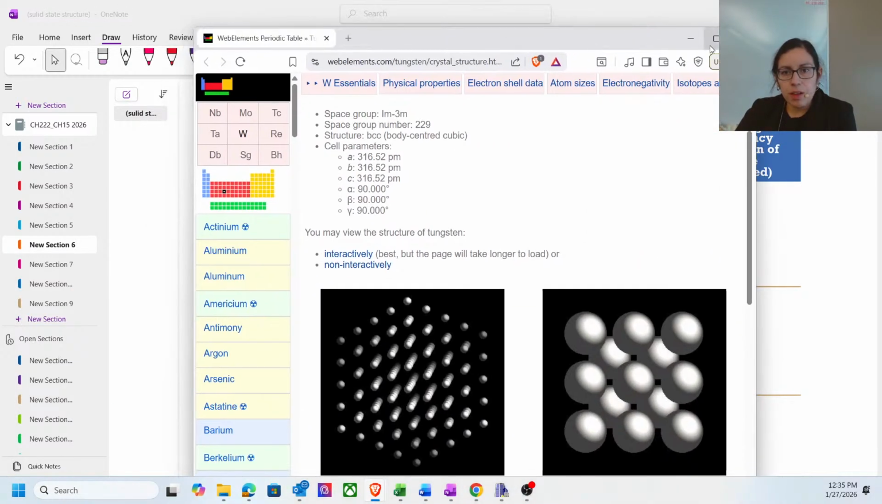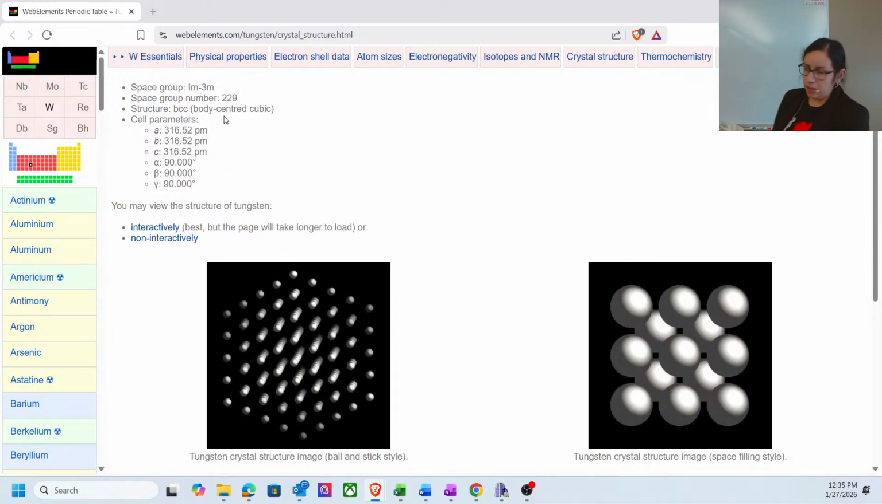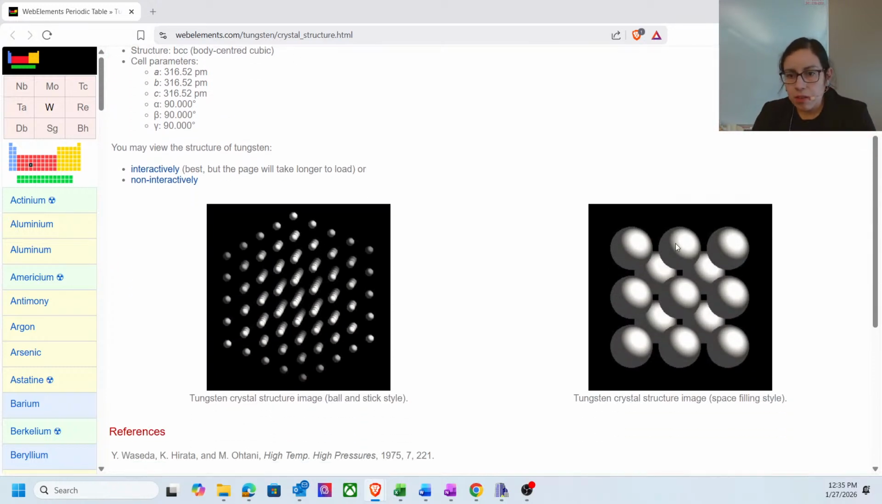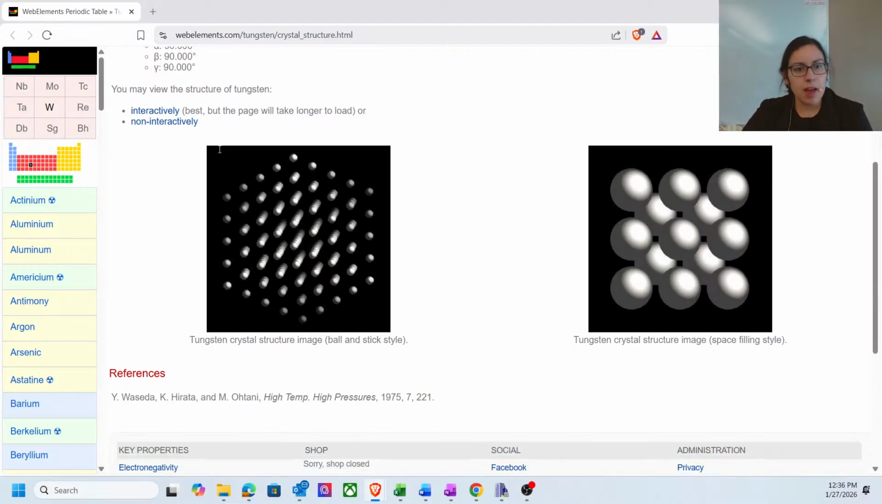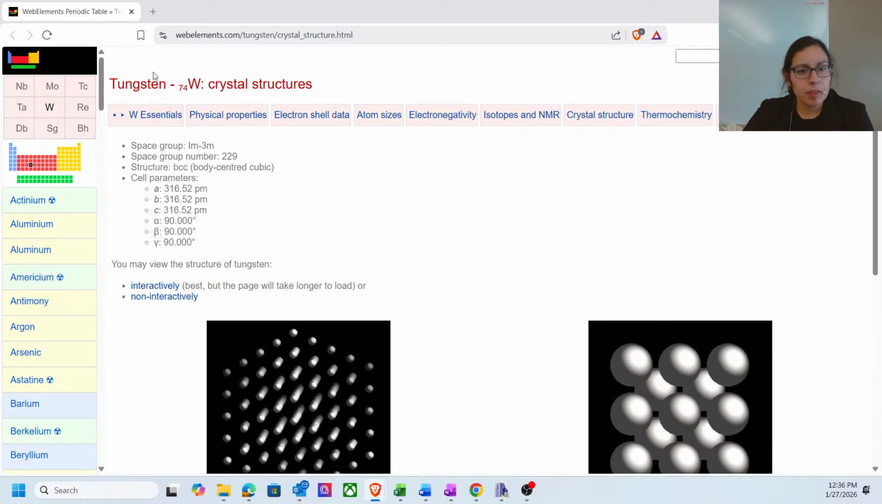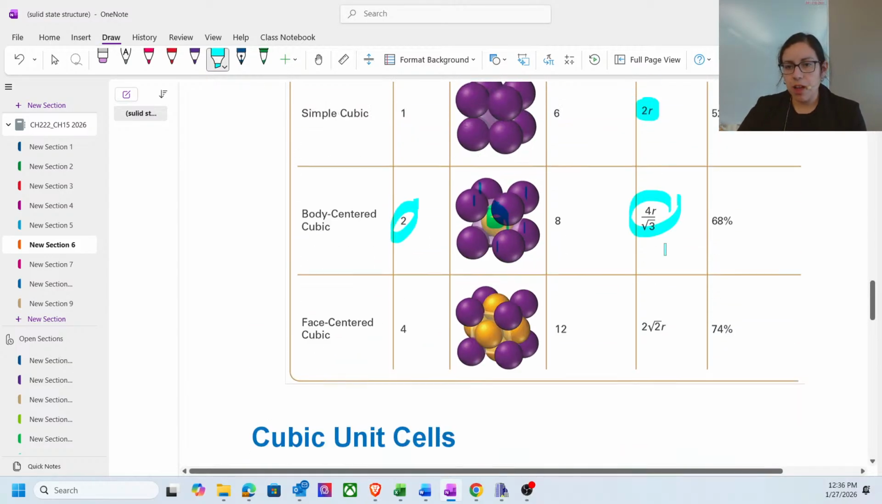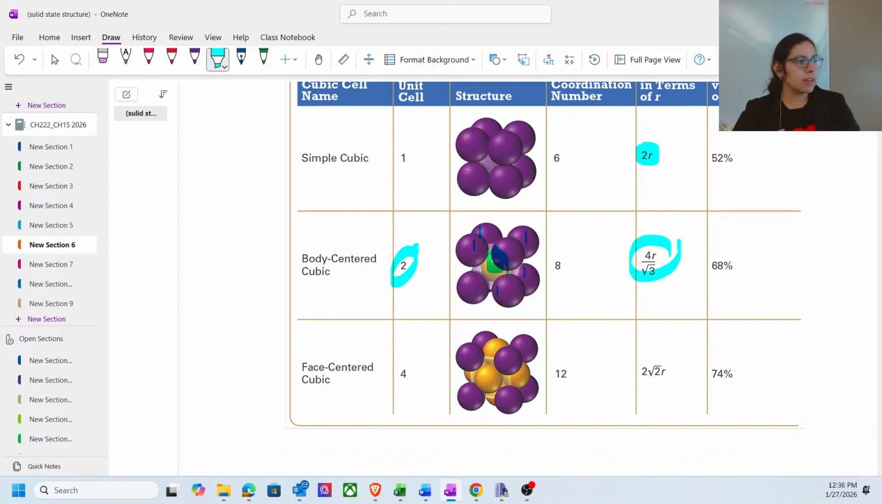So let's look at at least one example of a body-centered cubic. So this is tungsten. So again, that's how it packs. You can see right now it has an extra atom compared to our polonium. I think it's more evident in this space filling where it has that extra atom in the center there. So again, 2 atoms per unit cell, and then we can appreciate how it has a higher packing efficiency of 68%.